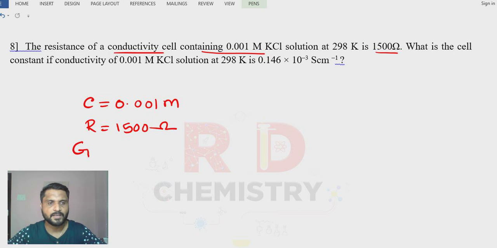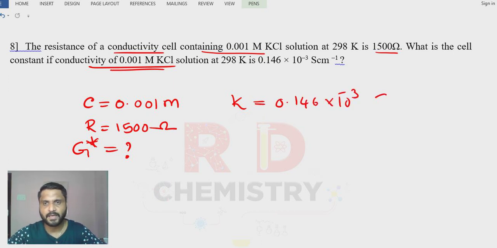What is the cell constant? Cell constant is nothing but G star. We are supposed to calculate it. And the conductivity of the same solution, with symbol kappa K, is 0.416 into 10 power minus 3 Siemens per centimeter. So what is the formula? The formula is G star is equal to R K. You can make use of it directly.